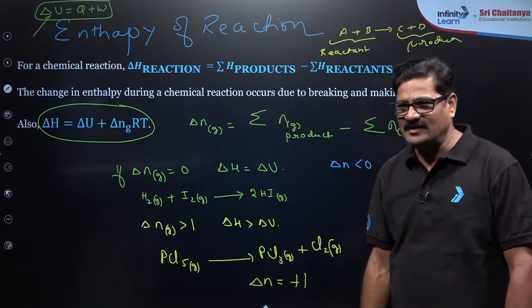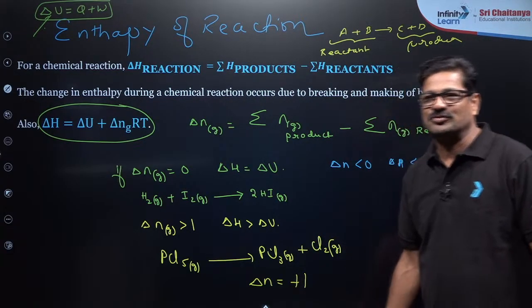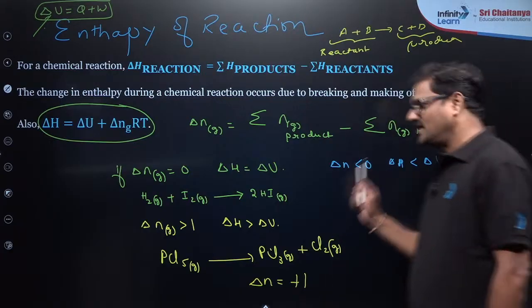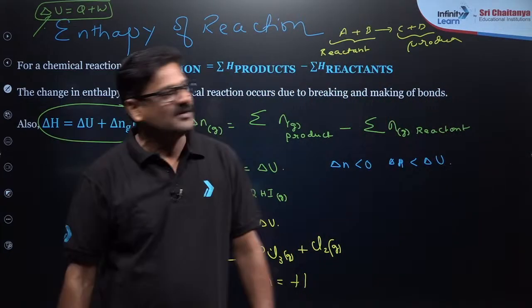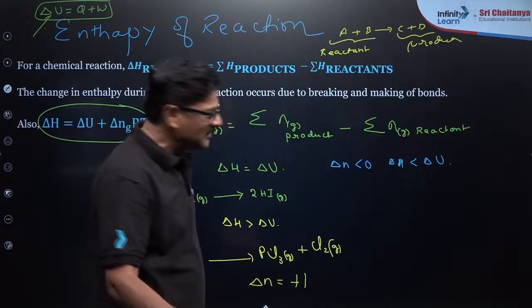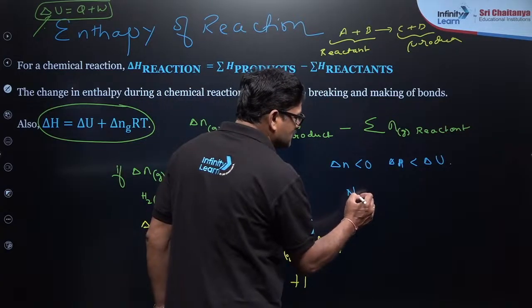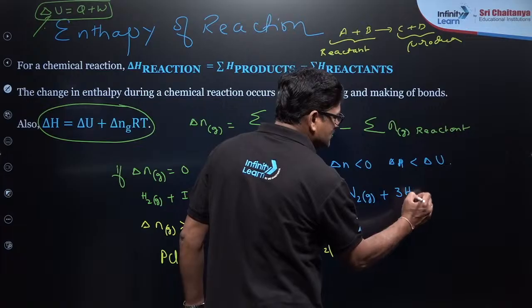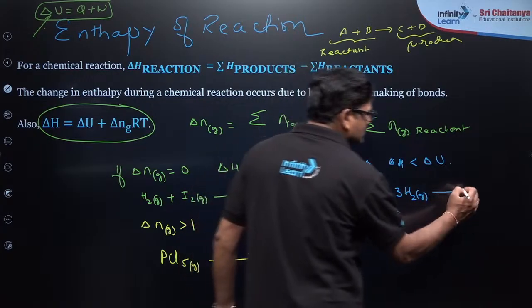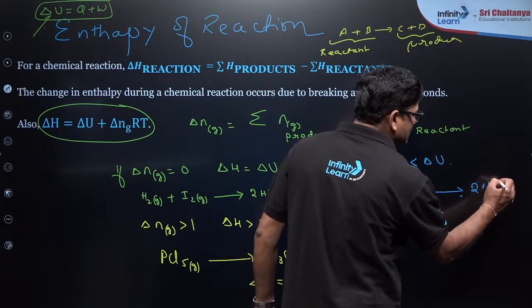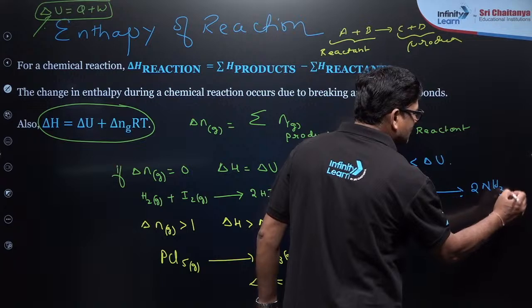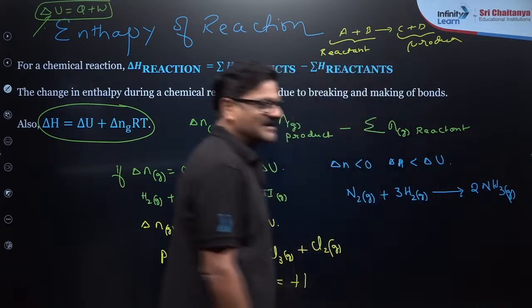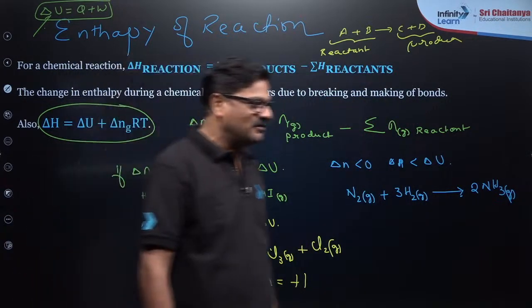आज कुछ लेट है. Okay, a reaction with delta n less than 0 आने के लिए मैं एक और एग्जाम्पल देना चाहता हूँ. Nitrogen which is a gas, 3 hydrogens which is a gas, and gives rise to NH3 which is a gas. Okay, and इसका डेल्टा n कितना होगा? जल्दी बताओ, जल्दी जल्दी.